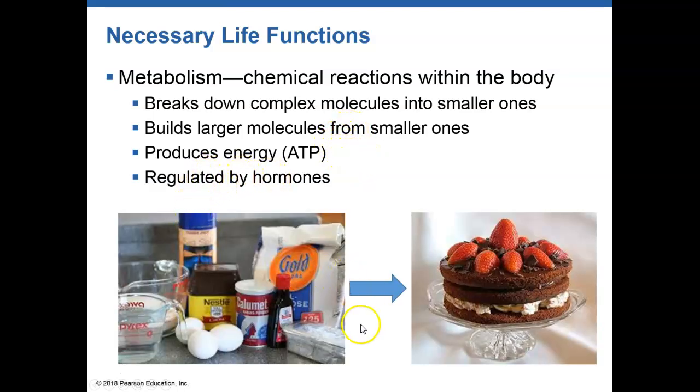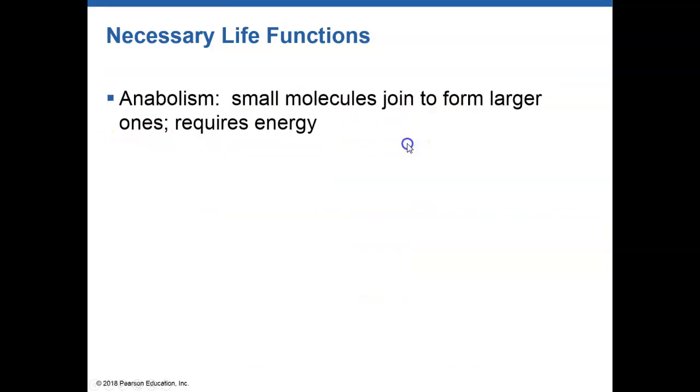So here's an example of building something up. I always like to use baking. When you're building something up, you take all kinds of small subunits. In this case, I'm taking all the subunits that you might need to make a cake. And then I mix them together. I put them into the oven. I use a little bit of energy from the oven, and I make a cake. So that's an anabolic or a building up process.